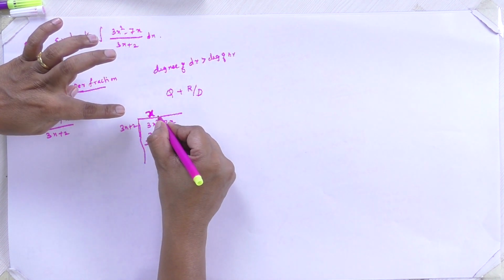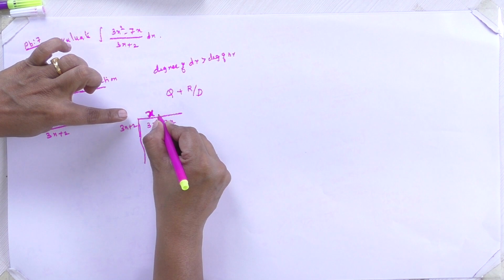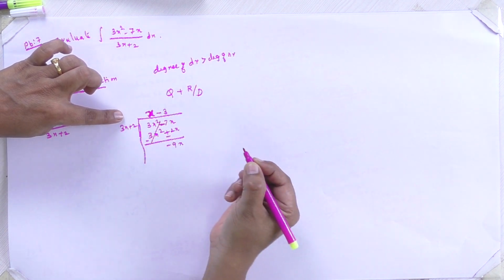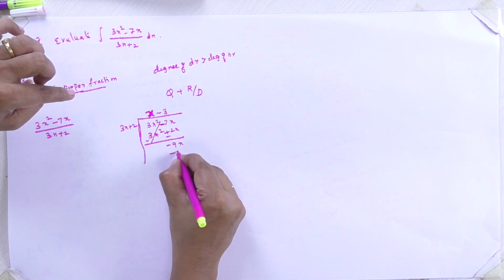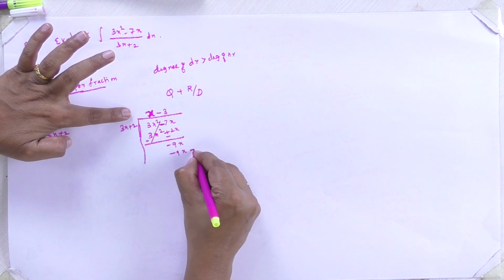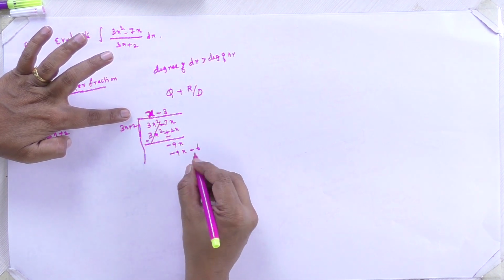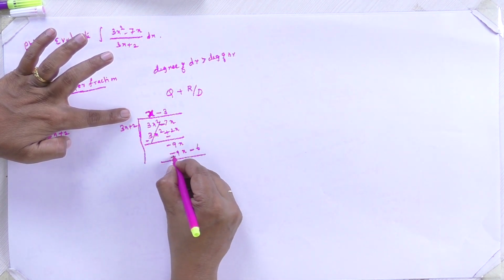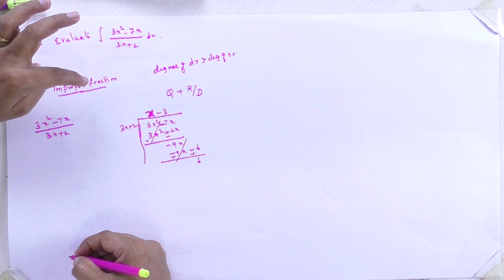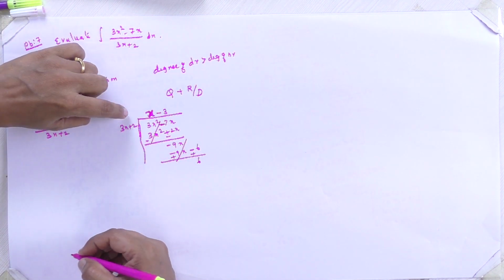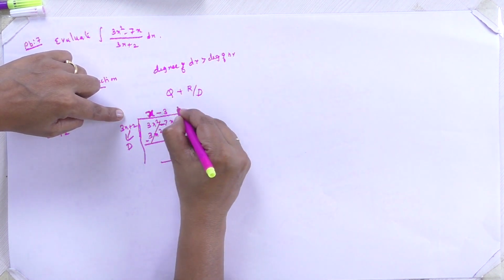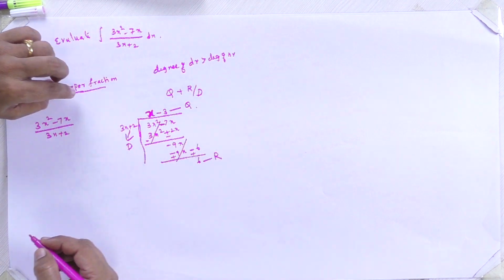For what value do we have to substitute here? For that I am putting here minus 3. 3 into 3 becomes minus 9x, it should be the same sign. Then minus 3 into 2 becomes minus 6. Change the sign. These two get cancelled. We get plus 6. See, this is called the remainder, this is called the divisor, and this is called the quotient.